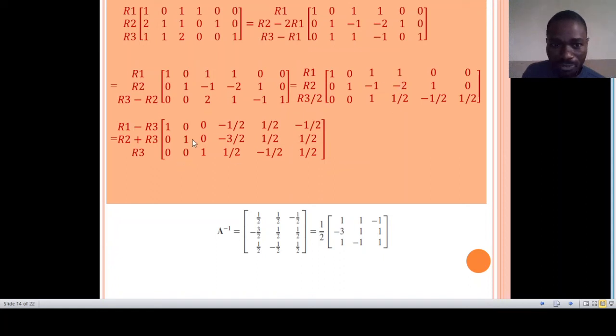1 minus half, 0 minus half, half, 0 minus half. So therefore, we have 0 here. It remains 1 here. Here 2 has to become 0. Similarly, you can say that if you do row 2 plus row 3, you are going to have 0 here. You know, it's simple. You agree with me. It's very, very simple.